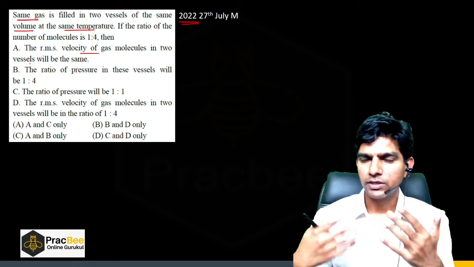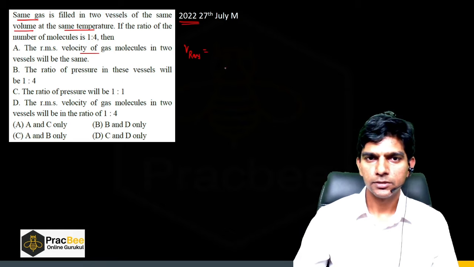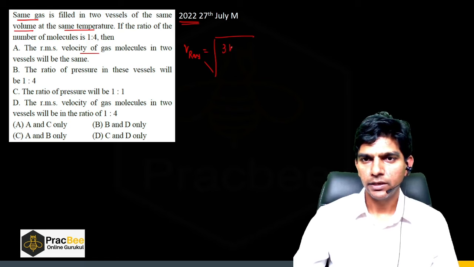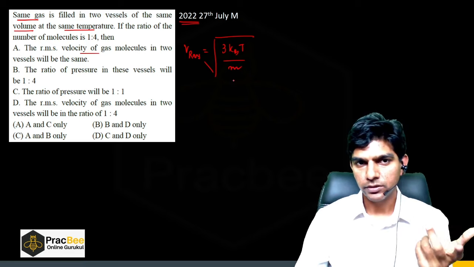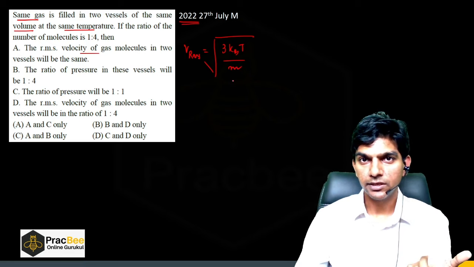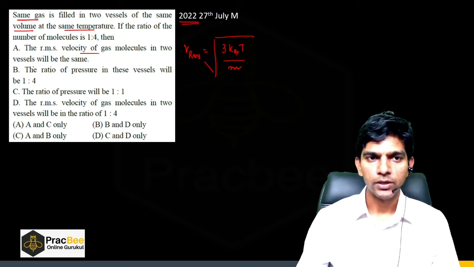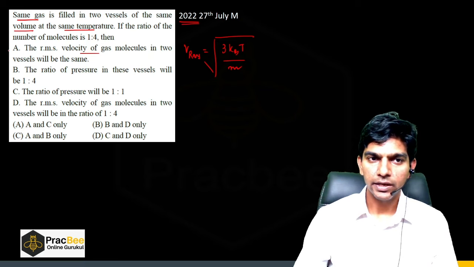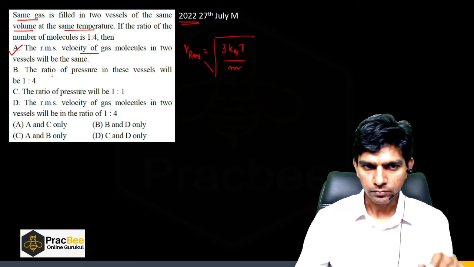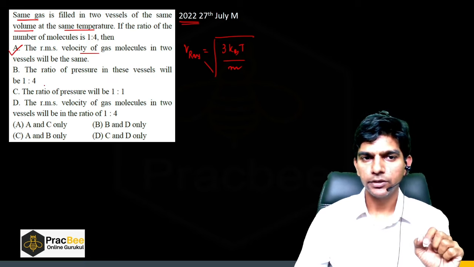Okay, right. So let us see what is RMS velocity. What is the formula? V_RMS is root of 3 k_B T by M, where M depends upon the gas, T is the temperature, temperature is same. So in both the vessels, temperature is same and the gas is the same, so M is same, so RMS velocity will be same. So statement A is correct. Statement B, the ratio of pressure in these vessels will be 1:4.